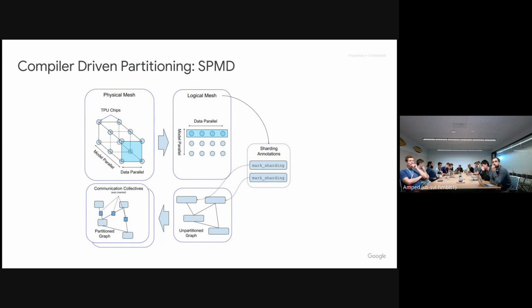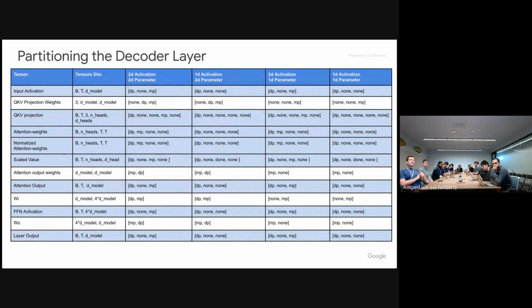So the answer is no. And here is why. The axes of your logical mesh are the means to express partitioning. That's it. So there could be a third axis here in the same diagram, which is called MD, for lack of a better word. And when I come here, notice the dimension of each of the tensors. You would notice it is called DP, none, or MP. And this DP, MP could be AB, could be XY, whatever it is.